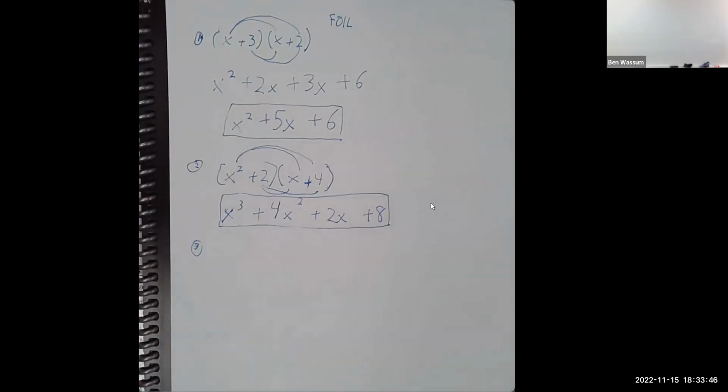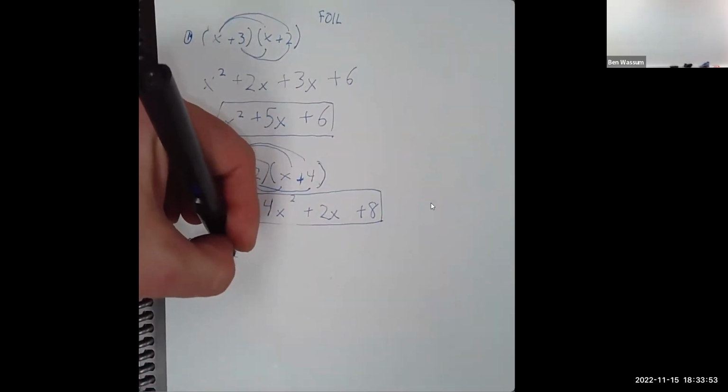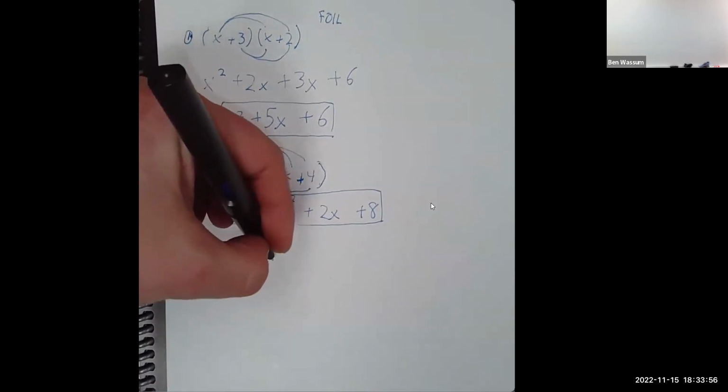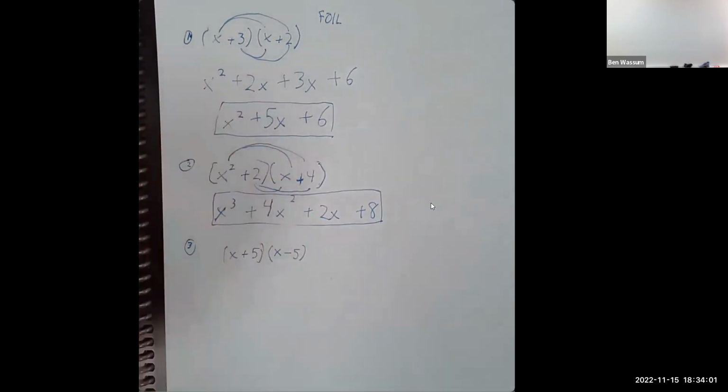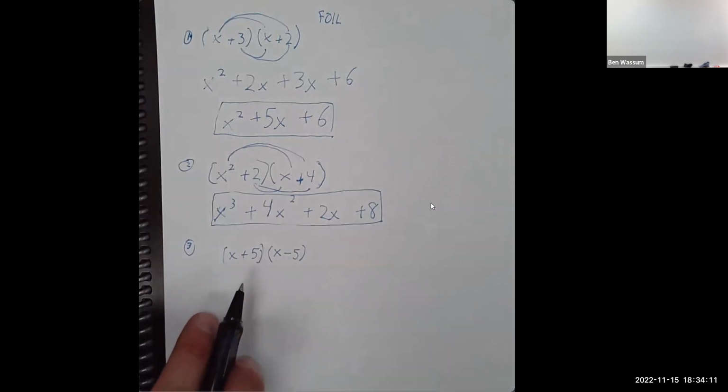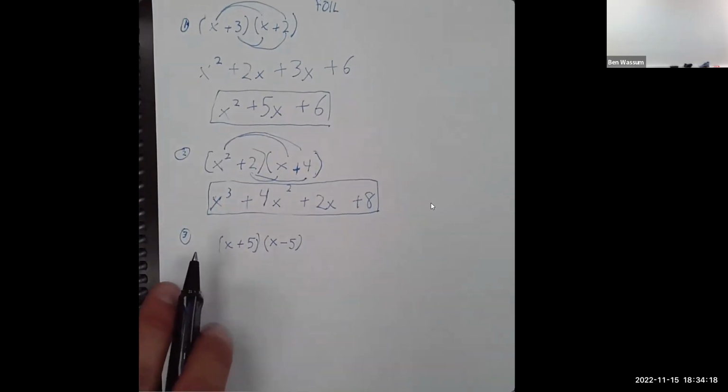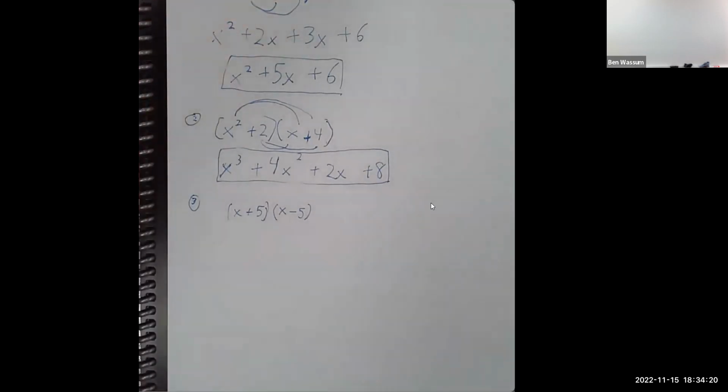Okay. Look at the third one. It's x plus 5 and x minus 5. Now, when you have something like this, where it's the same terms, but with a different sign in between, something interesting happens. And this is actually going to come up again in the very near future when I'm doing factoring later in the class, because there's actually a rule that deals with this. So let's see what happens.